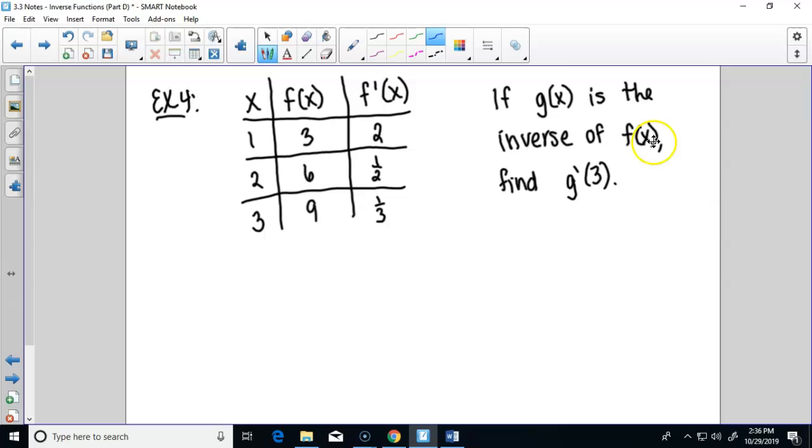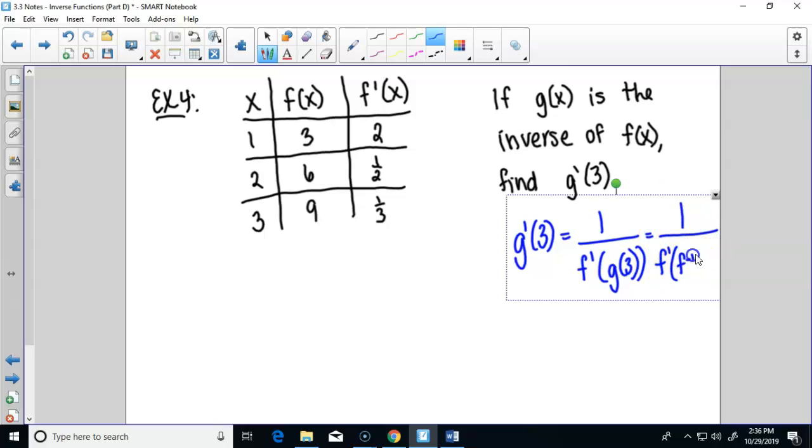Okay, so here we're finding G again, the inverse of F. We're finding G prime of 3. So G prime of 3 is going to be 1 over F prime of G of 3. Or we could think of that as 1 over F prime of F inverse of 3. So the first thing that we have to find is the G of 3.